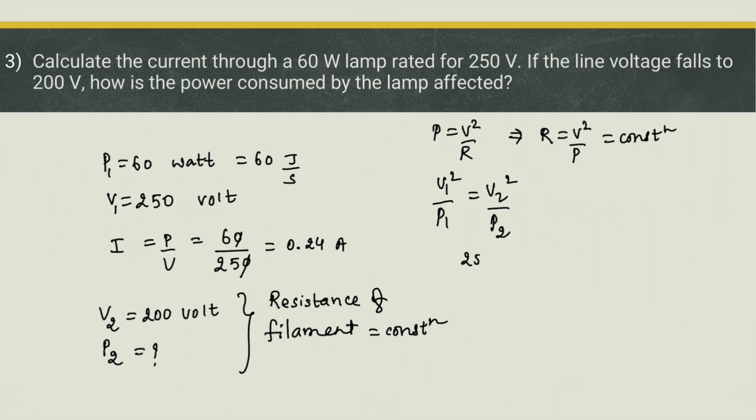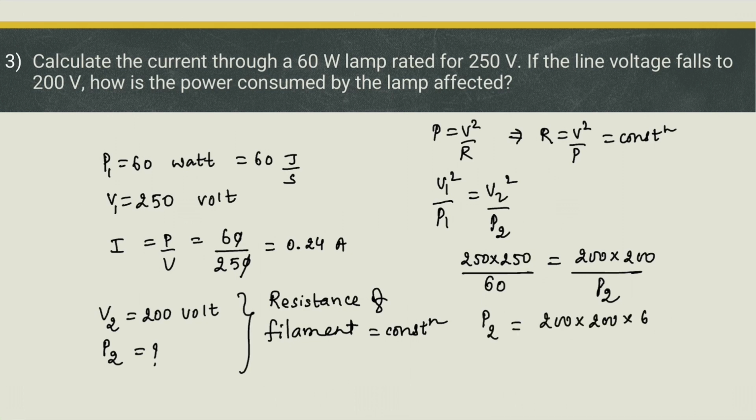V1 is 250, so 250 into 250 upon power is 60 watt is equal to V2. V2 is 200, so 200 into 200 upon P2. So when I make P2 as a subject, it is 200 into 200 into 60 upon 250 into 250. And after simplifying this, we get the answer 38.4 watt.